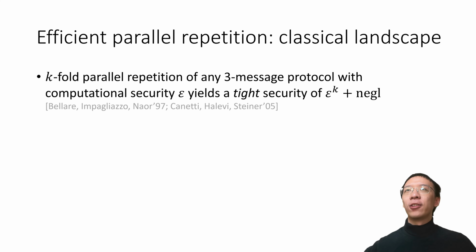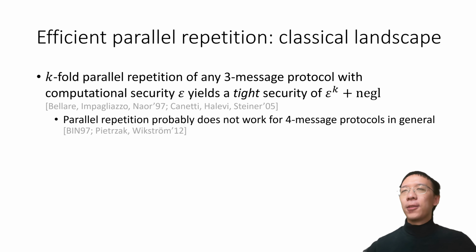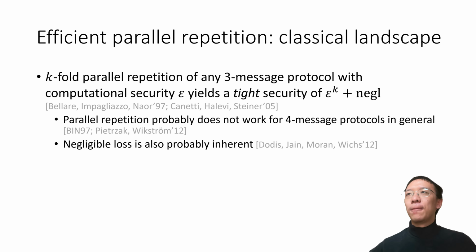And this is tight for the following reason. The first reason is that there is a counterexample where we have a four-message protocol where we can demonstrate that parallel repetition actually does not reduce soundness under plausible assumptions. So three messages is the best you can hope for in general. On the other hand, the negligible loss term at the end is also inherent, also assuming some reasonable assumptions, and this is shown in the work by Dodis, Jain, Moran, and Wichs in 2012.